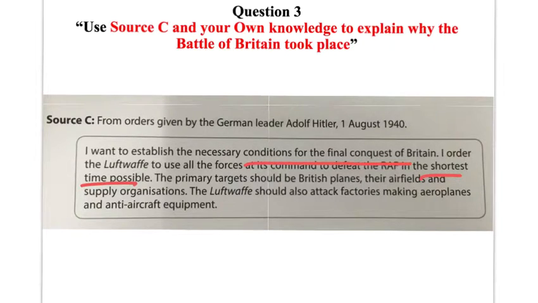The primary target should be British planes, airfields and supply organisations. So he's targeting airfields and supplies. He's trying to destroy the RAF. The Luftwaffe should also attack factories making aeroplanes and anti-aircraft equipment. So stopping Britain from producing more aeroplanes or anti-aircraft equipment.